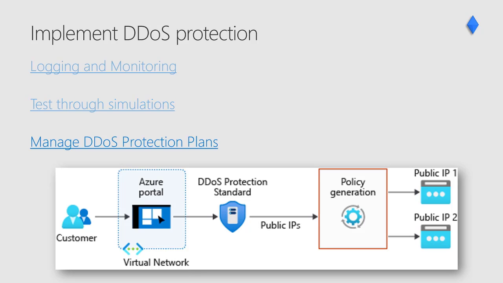A DDoS protection plan works across regions and subscriptions. The same plan can be linked to virtual networks from other subscriptions in different regions across your tenant. With that final point, note it would not span across multiple Azure AD tenants, only across and within a single tenant. To work with DDoS protection plans, your account must be assigned to the network contributor role or to a custom role that is assigned the appropriate actions listed in this link.